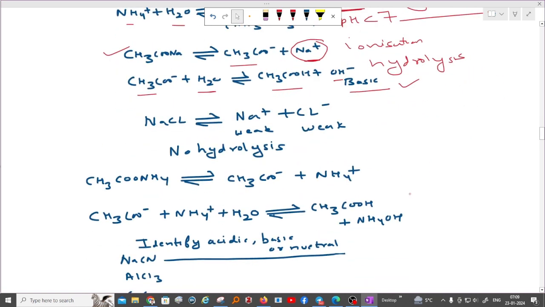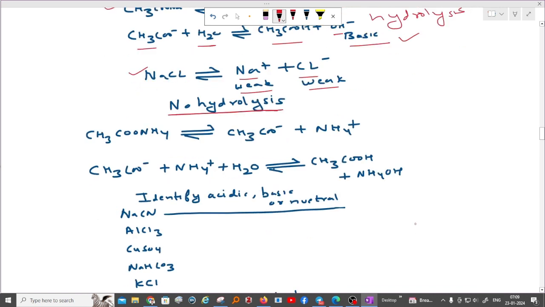Now take the concept of NaCl, because NaCl gives first Na plus and Cl minus, and since these both are weak, they cannot hydrolyze. So if somebody asks you which type of salt is not getting hydrolyzed, it's the salt of strong acid and strong base which is not getting hydrolyzed, because the ions which are produced are weak, they are inert, they are not getting hydrolyzed. Okay, and then take the concept of weak acid and weak base.